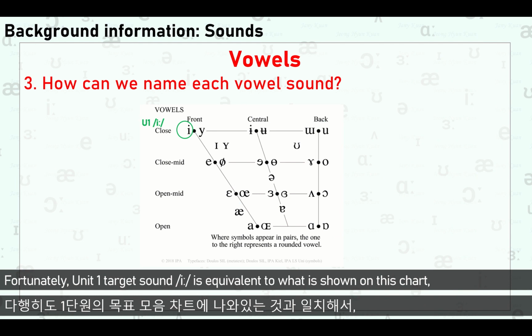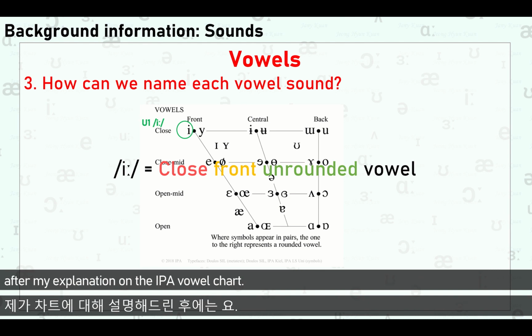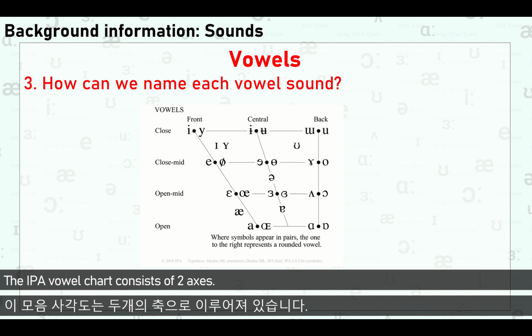Fortunately, Unit 1 target sound E is equivalent to what is shown on this chart. So you will immediately find out why it is called close front unrounded vowel after my explanation on the IPA vowel chart. The IPA vowel chart consists of 2 axes.